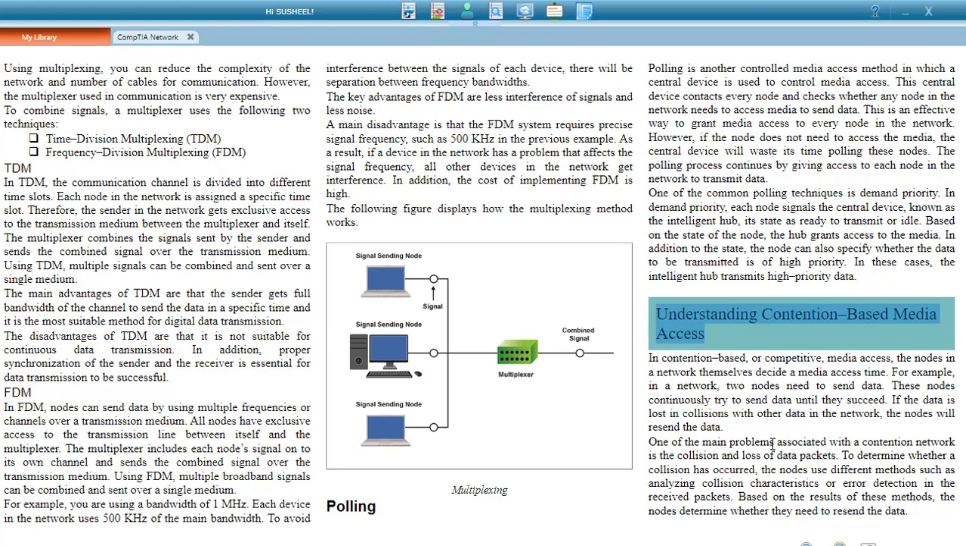Multiplexing. Multiplexing is a controlled media access method that uses a central device known as a multiplexer. A multiplexer receives signals from all.